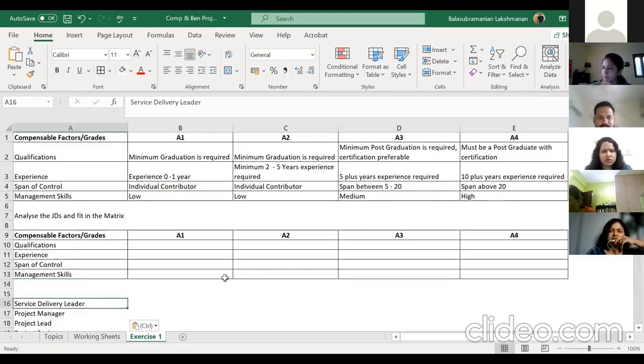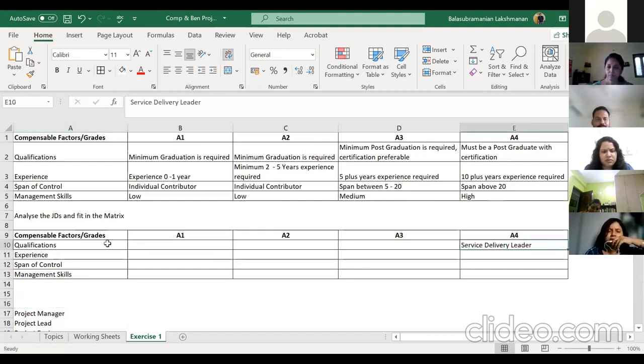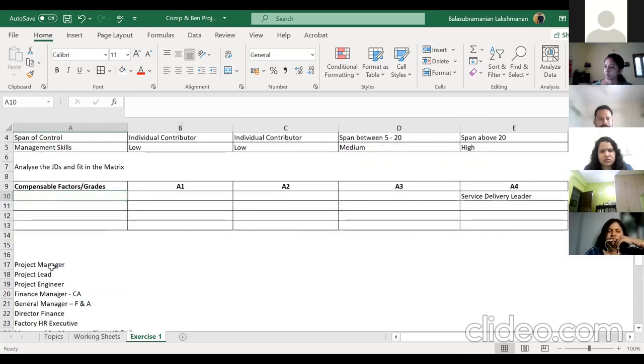Like the delivery leader. He has the highest span, leading and directing a large multi-geo, multi-vendor team. Yeah, the span is definitely higher for him. Then position 2 is project manager. He has around 40 FTEs span. So should also come in A4, right? Yes.